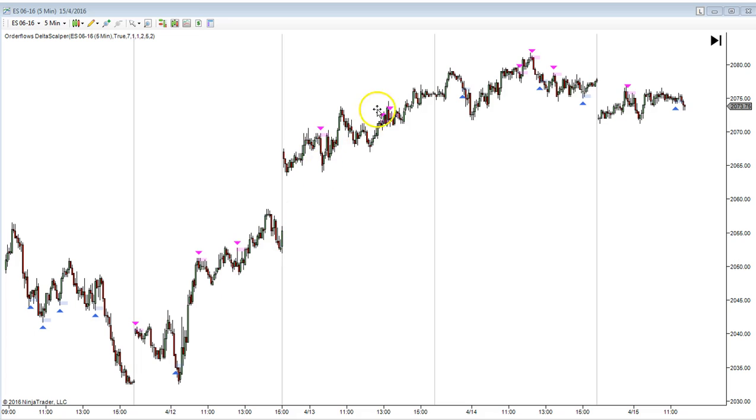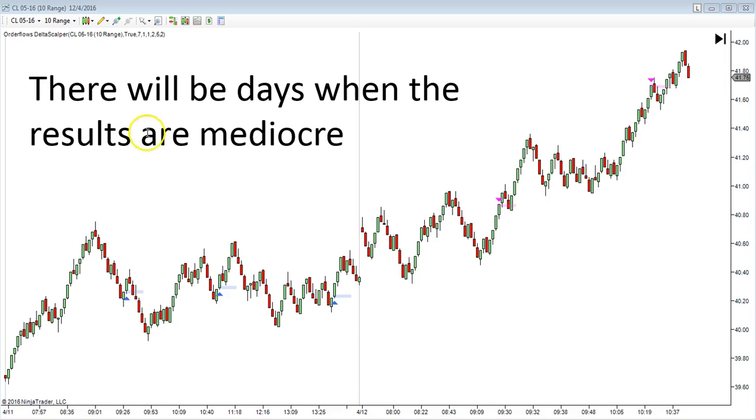On the 13th, you got a sell here, it stops you out, buy, didn't work out. This sell, nope, this sell did. This buy stopped you out, this sell worked out, this one kind of worked out, but it's a little close to the close here. This sell worked out, this buy went into the close. So there'll be days when the results are mediocre.